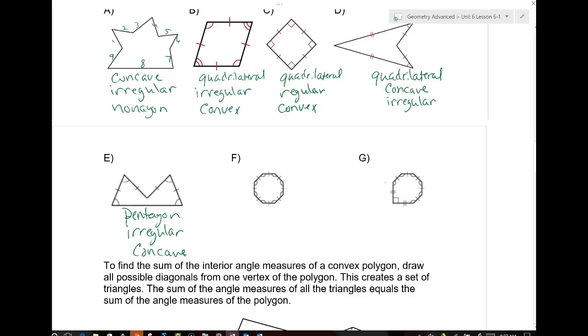Let's have some fun. How about F? What is it? Octagon.